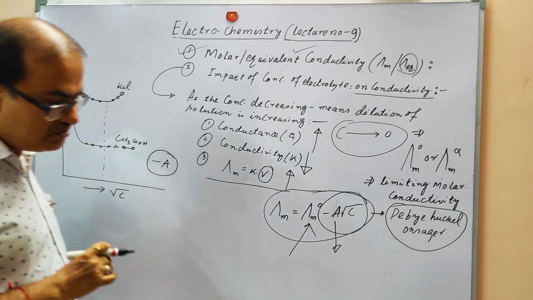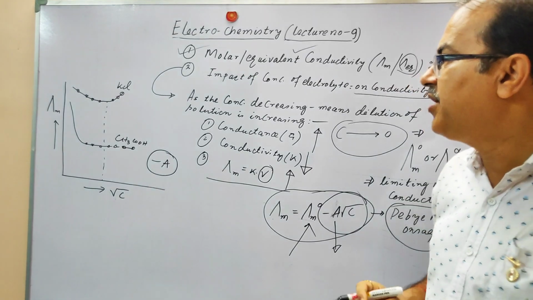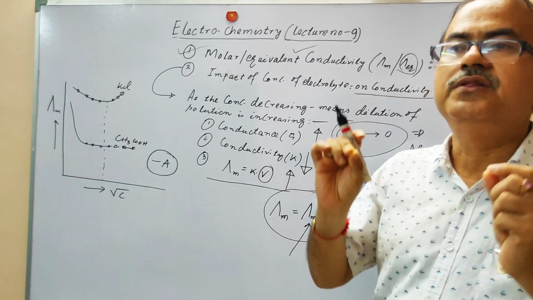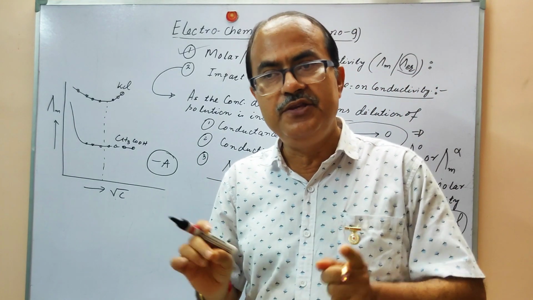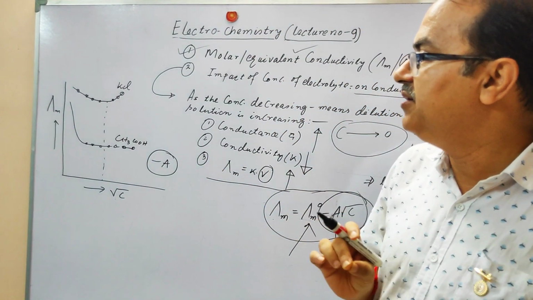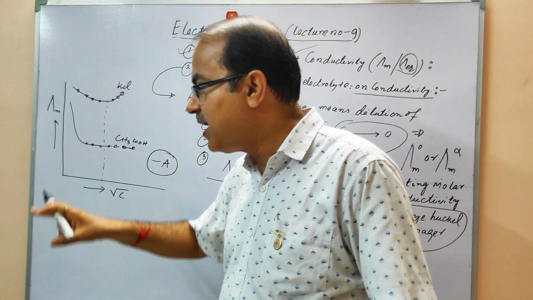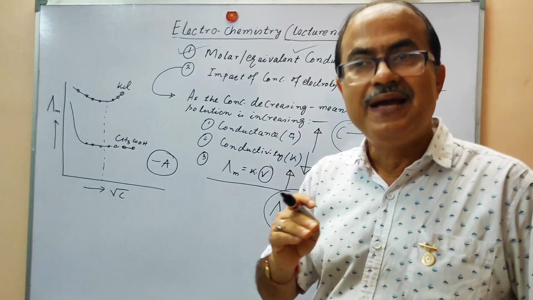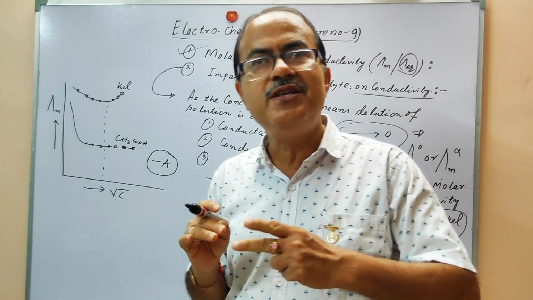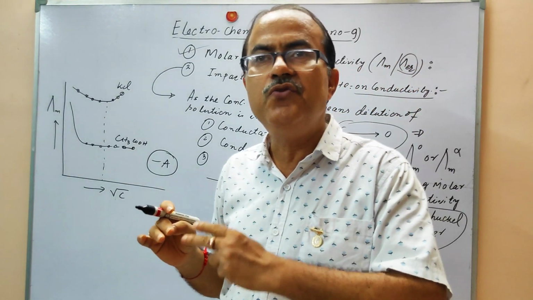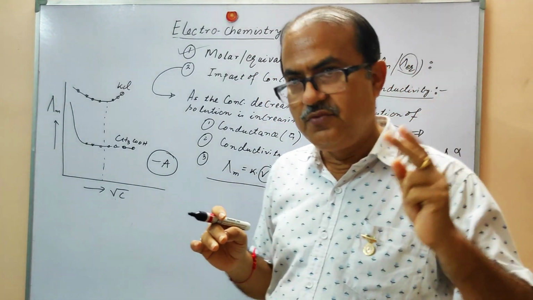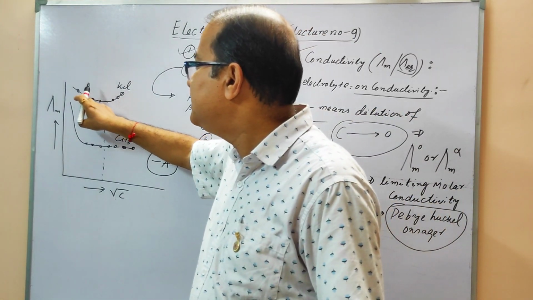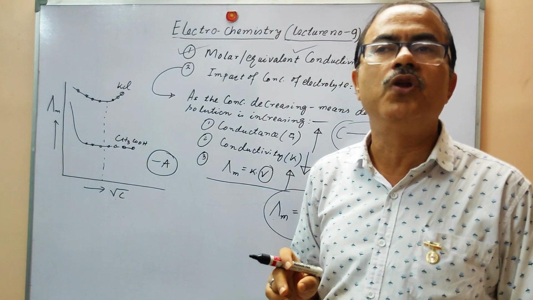What we find from these two curves is a very important thing: for the weak electrolytes and for the strong electrolytes, the curve is not the same. The nature of the curve is totally different. You can see for the weak electrolytes at the initial concentration, there is a different trend. But as the concentration decreases, meaning we are increasing the dilution of the solutions, after some time there is a continuous increase of the molar conductivity.